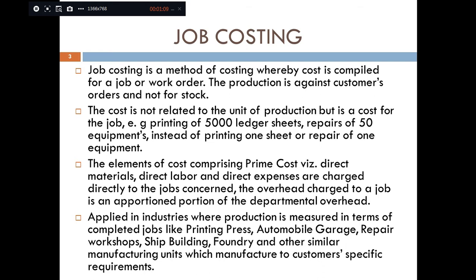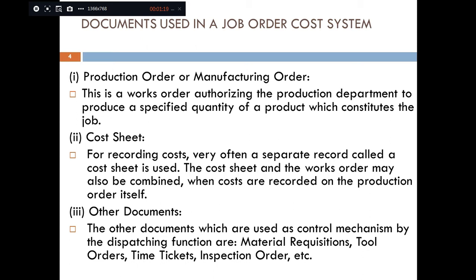Documents used in the job costing system: how can we determine the cost of the job? There are documents or supportive materials that will be used to determine the costing. The first one is a production order or manufacturing order. This authorizes the department to produce a specified quantity of product, which constitutes the job. And the second is the cost sheet, which records each cost incurred in the job. The cost sheet and the work order may also be combined in order to determine the cost of the production.